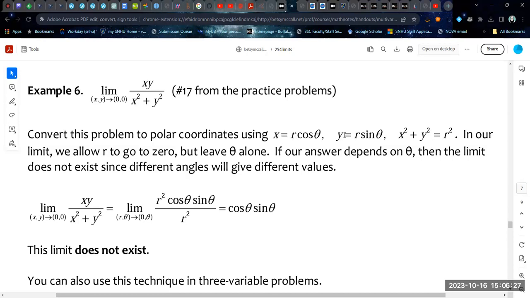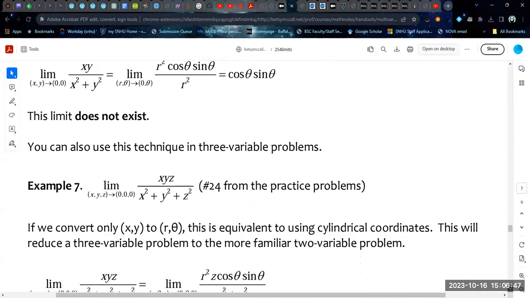And we replace x with r cosine theta and y with r sine theta. That matches up with that r squared. And because I'm left with cosine theta, sine theta, I can say, since this value is going to depend on the angle theta that I choose, the limit doesn't exist, because I'm going to get more than one answer.